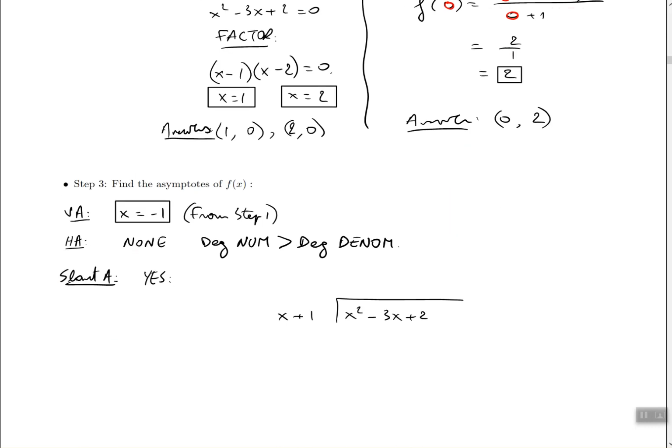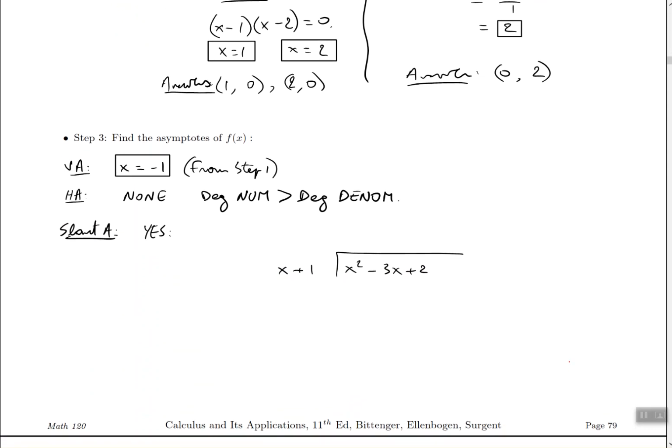So at this point, we're looking for the asymptotes, and so the vertical asymptote is -1 from step 1 because it was a bad number and doesn't make the numerator equal to 0 either. There are no horizontal asymptotes because the degree on the numerator is more than the degree on the denominator, so that means the limit does not exist. And finally, for slant asymptotes, we will have one, and I'm about to find it using long division.